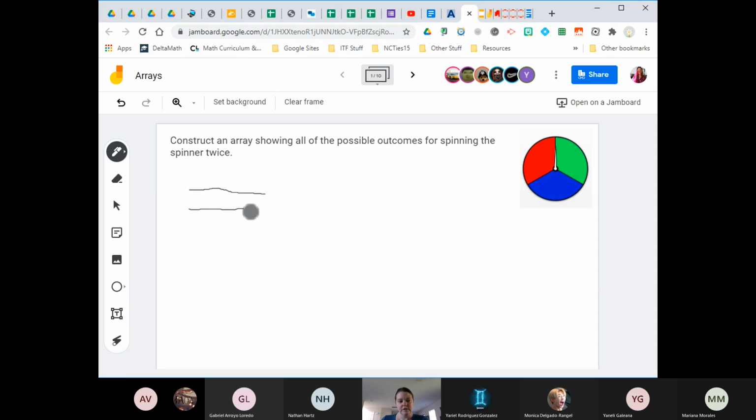Okay. So if there are 3 colors, I have to have enough going down and across in order to do it. So go ahead and let's see what we come up with. And make sure, of course, as always, that you label it so I know whose is whose.